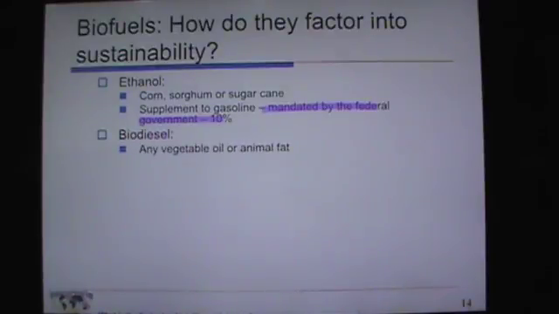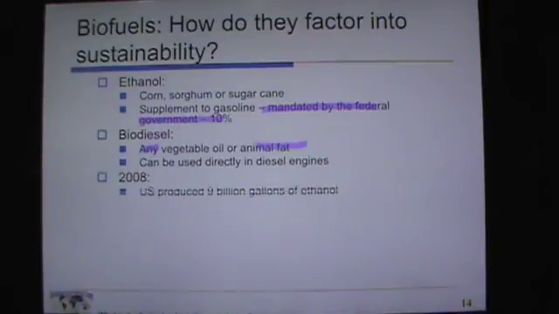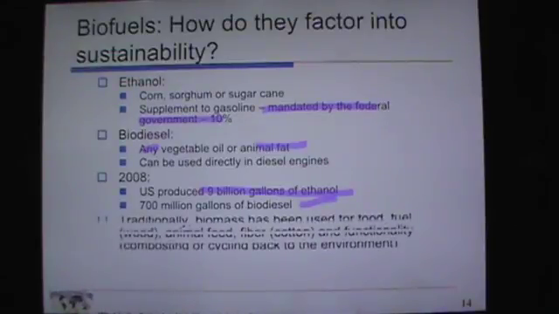Any vegetable or animal fat can be burned directly in diesel engines. It's kind of an amazing thing. In 2008, the U.S. produced 9 billion gallons of ethanol. We produce more than that now. And 700 million gallons of biodiesel. Biodiesel is made from any of those waste products too.